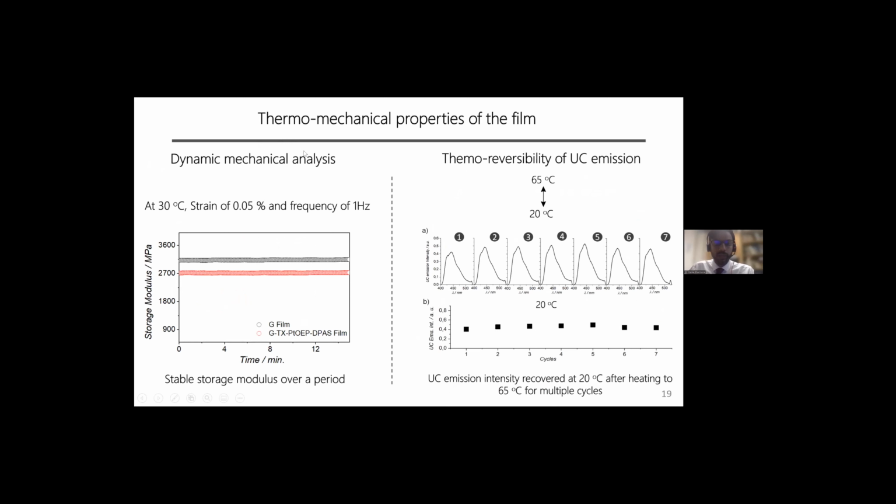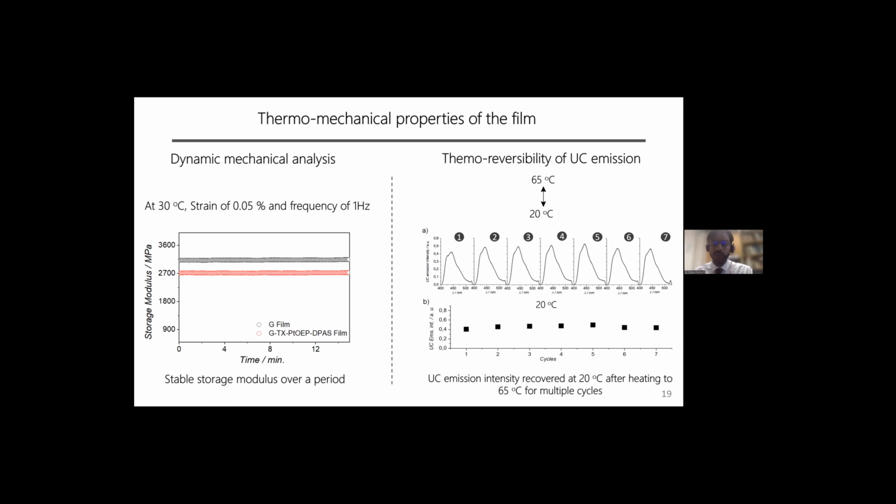Then we did thermomechanical analysis of the film because it is very, very important if you want to consider them for practical application, actually, for the integration with the solar cells. And we found that these films are mechanically very, very stable from the storage modulus data. And then we did thermomechanical reversibility of the upconversion experiment by heating the film up to 65 degrees Celsius and then cooling to 20 degrees Celsius.